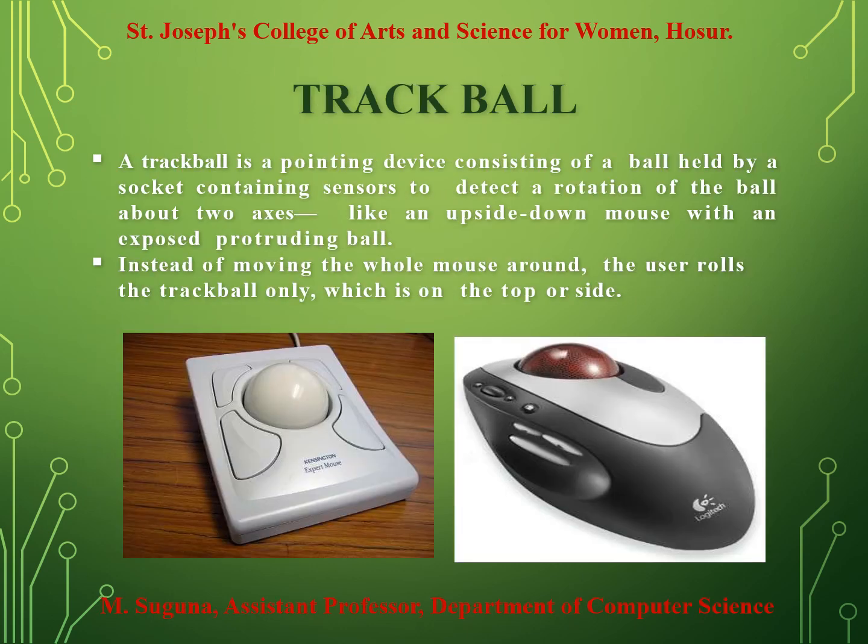Next, we are going to see in detail the device trackball. A trackball is a pointing device consisting of a ball held by a socket containing sensors to detect a rotation of the ball about two axes, like an upside down mouse with an exposed protruding ball. Instead of moving the whole mouse around, the user rolls the trackball only, which is on the top or side. See in the diagram, there is a trackball image where the ball is on the top of the trackball.